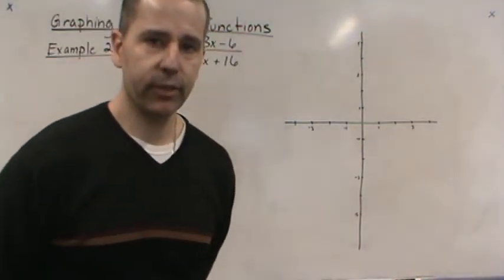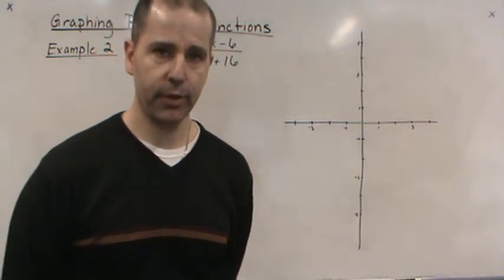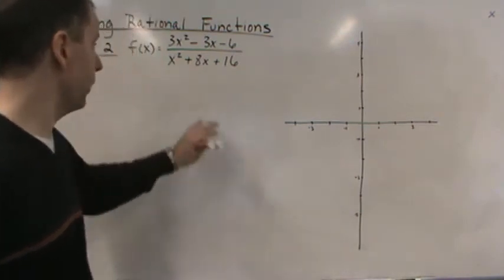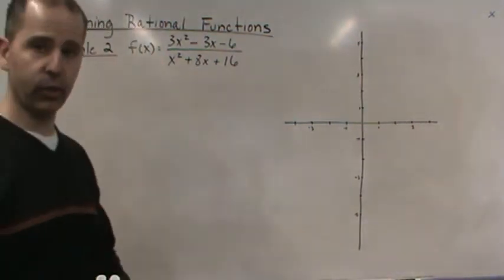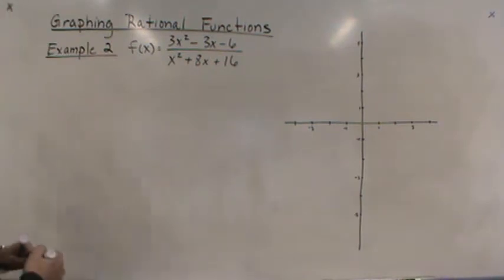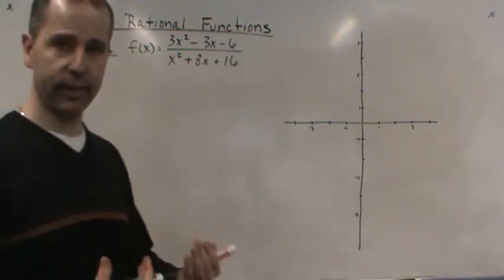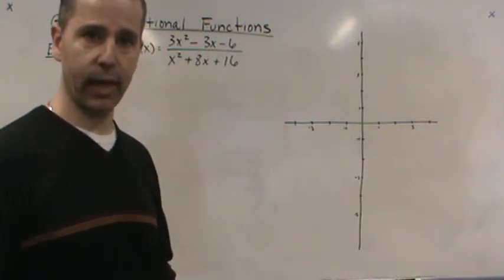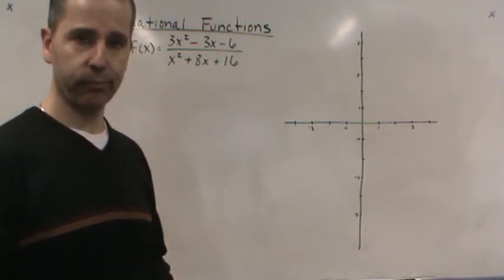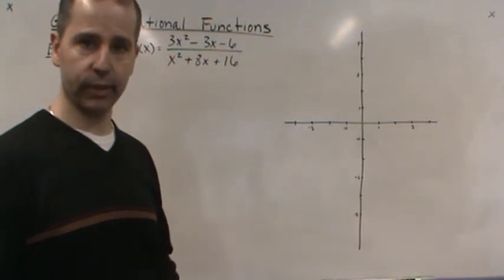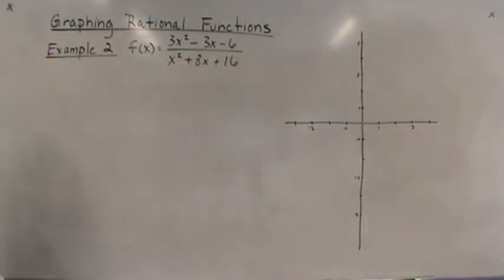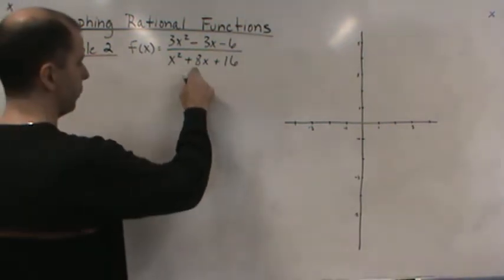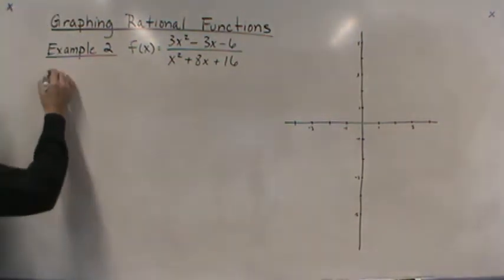Okay, welcome. And so we're going to do another example of graphing rational functions. And so in this case here, we're dealing with this one. And so we're going to, again, go through the steps and find out where the asymptotes are located and then the intercepts. And then we're going to use our test points and figure out what's going on when the x gets close to the asymptotes.